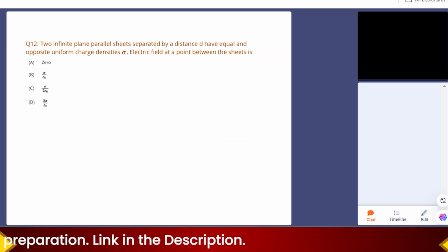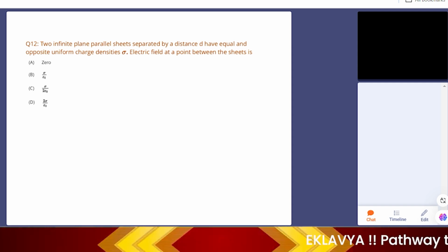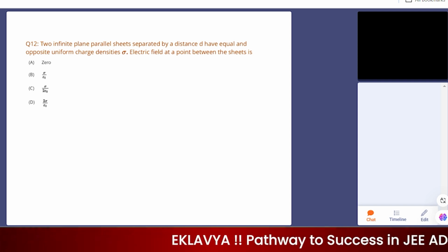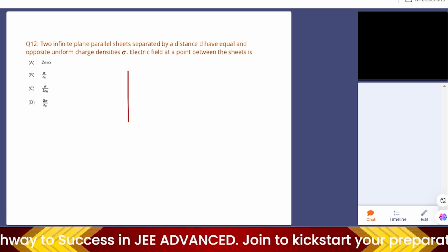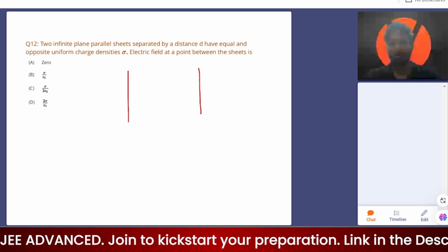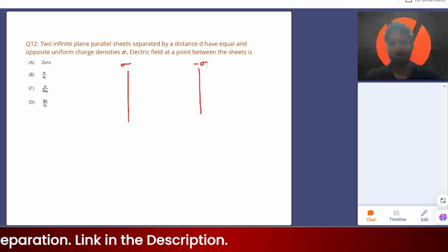Next question, question number 12. Two infinite parallel sheets separated by a distance d have equal and opposite uniform charge density sigma. Electric field at a point between the sheets will be. Well, this is a pretty straight one. So this is one sheet and this is the other sheet. One is having a surface charge density positive, another similar but negative value.